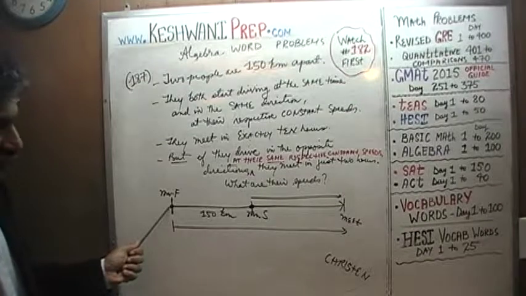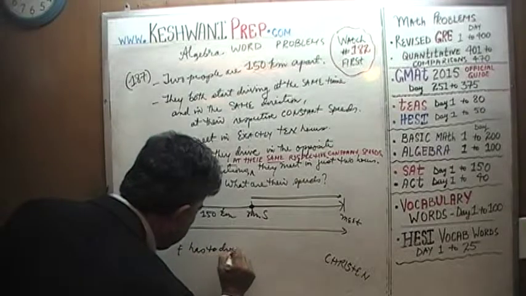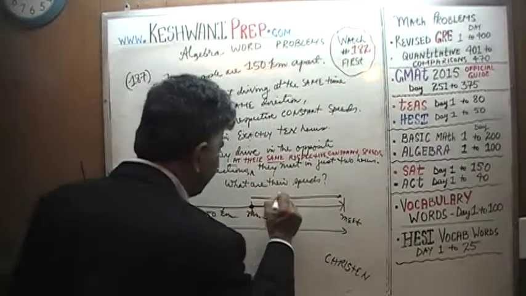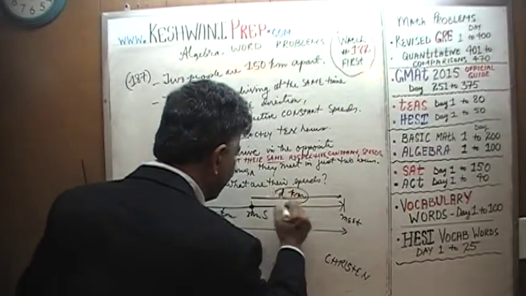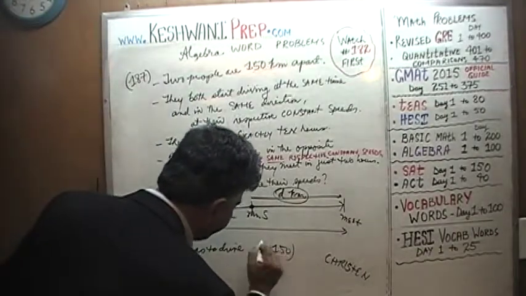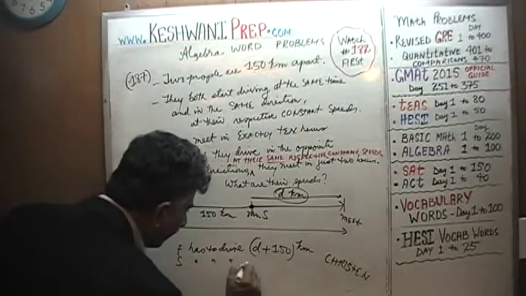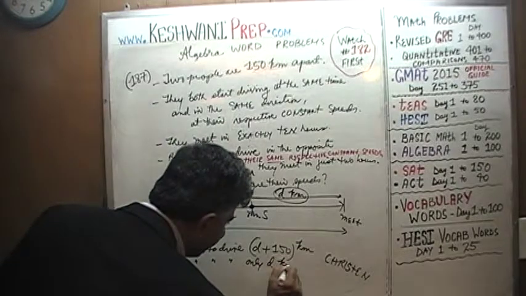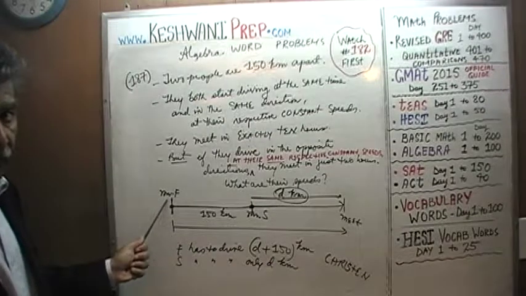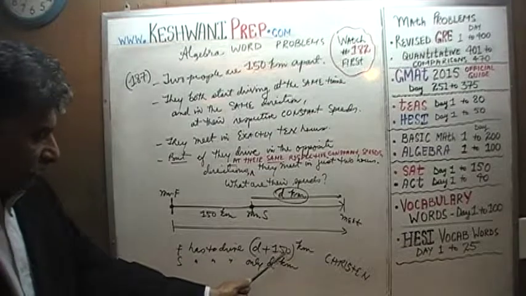How far does Mr. F have to drive? Whatever the distance that this guy has to drive, let's call this D kilometers, D for distance. This is the unknown quantity. Mr. F has to drive D kilometers plus 150, whereas S has to drive only D kilometers before the meet. That's their point of meeting. F, who is 150 kilometers behind him, will have to drive that much extra, obviously, D plus 150 kilometers.